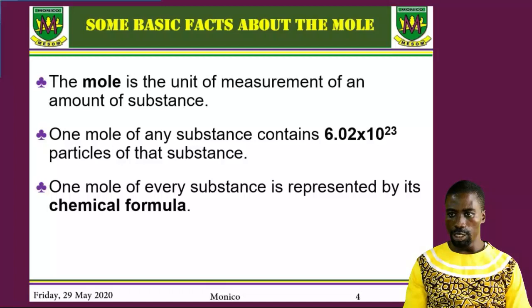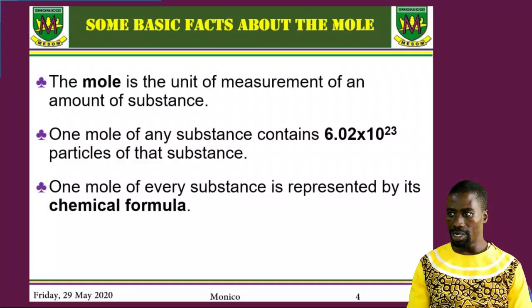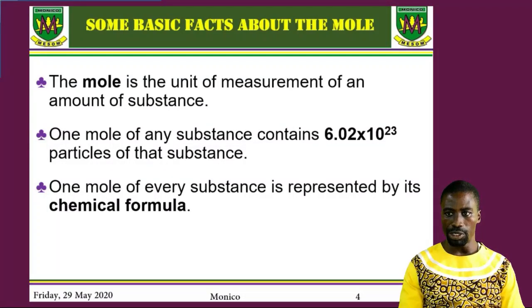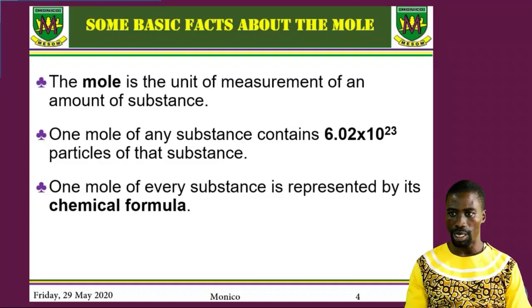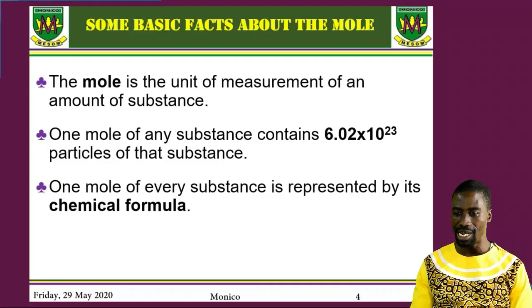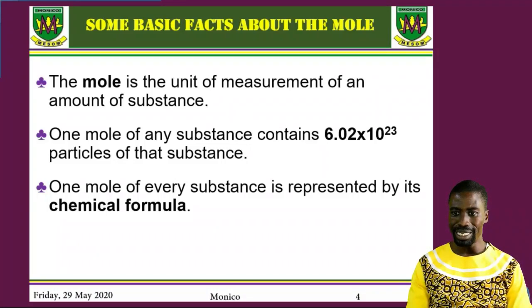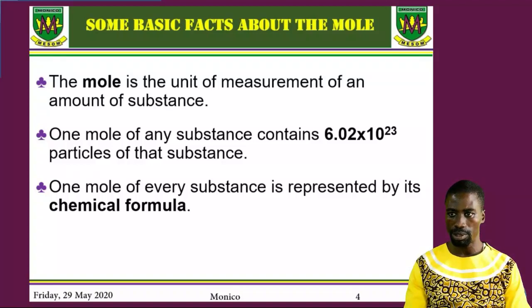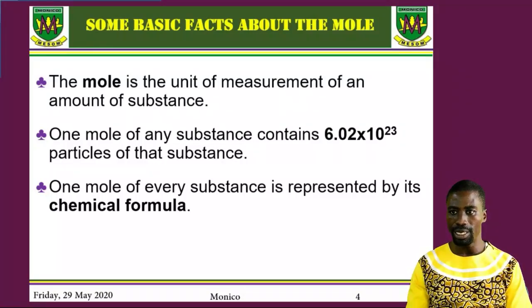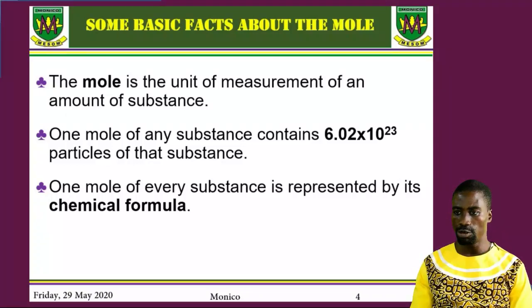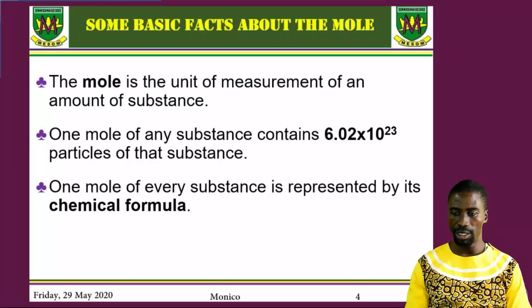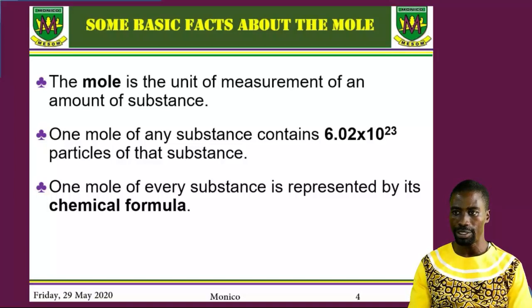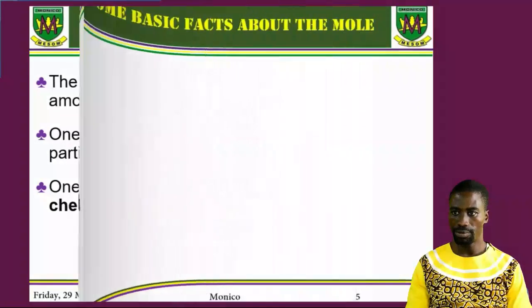We also added that 1 mole of every substance is represented by its chemical formula. So anytime you see a chemical formula of a substance, it represents 1 mole when there is nothing attached. For instance, NaCl represents 1 mole of that substance. But if you see 2 NaCl, then that is not 1 mole, but 2 moles. If you see CO2, or H2SO4 for sulfuric acid, it represents 1 mole of that substance, right?